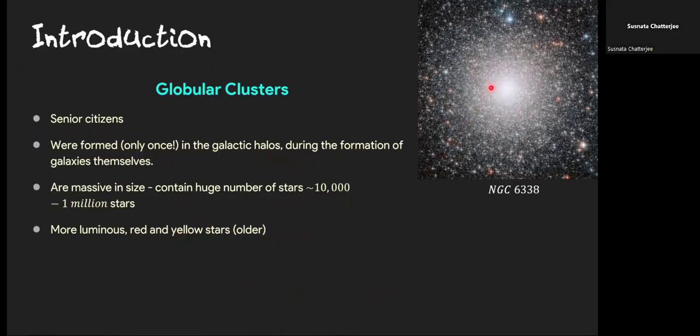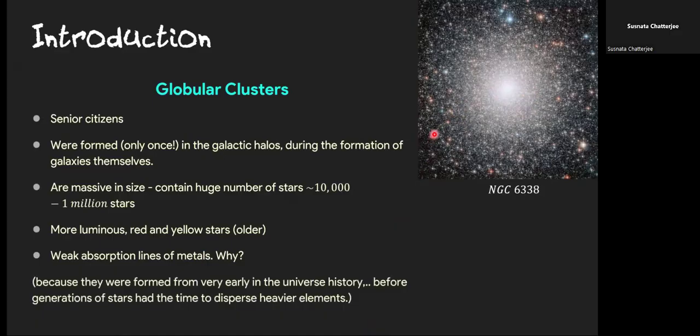As you can already see in this picture, it has a very massive core with lots and lots of stars, and the majority of the stars are reddish in color. They also have chemically weak absorption lines of metals. You might already know that in astronomy, every element heavier than helium is called a metal.